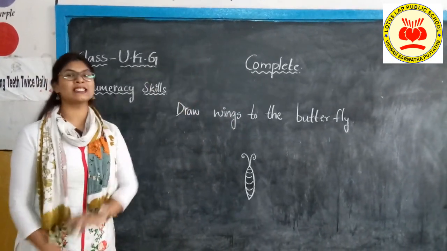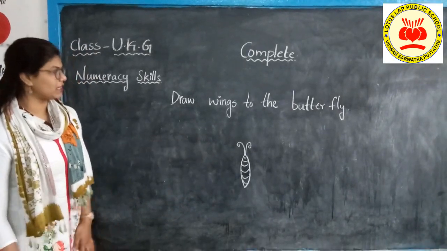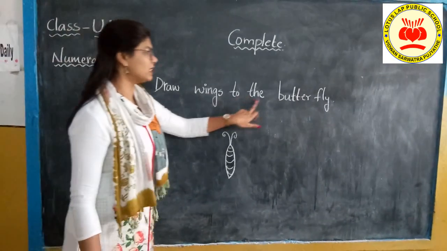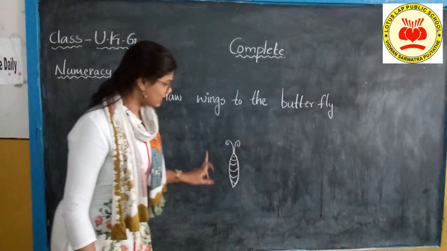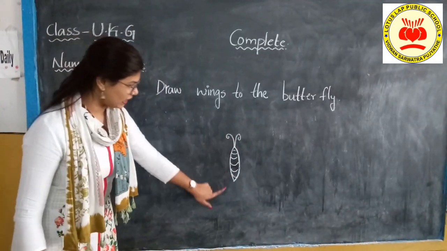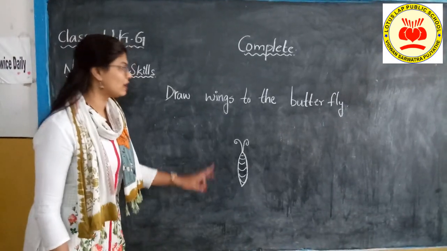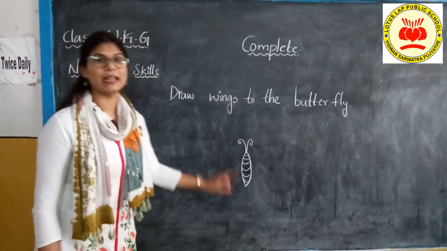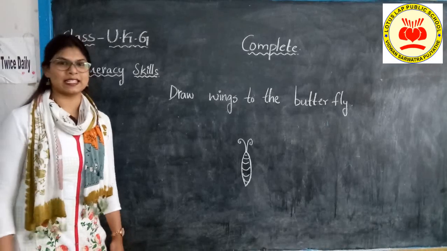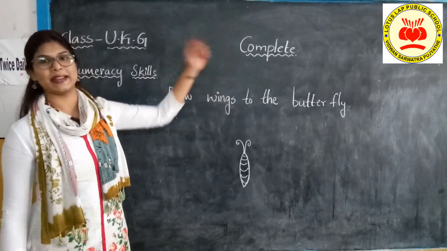In this session we are going to learn "complete". What does it mean? You can observe here, draw wings to the butterfly. Here the picture is incomplete. So we have to complete this butterfly by drawing its wings. That is what complete means.